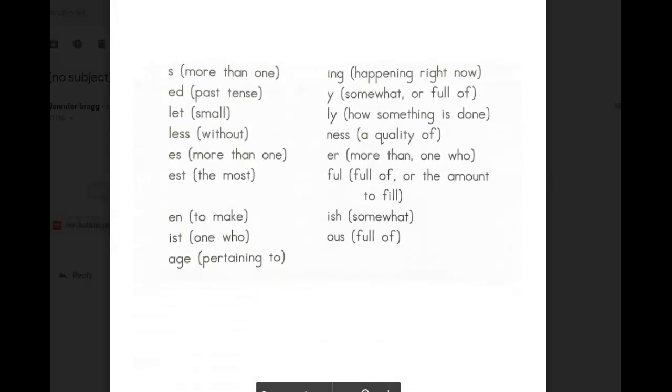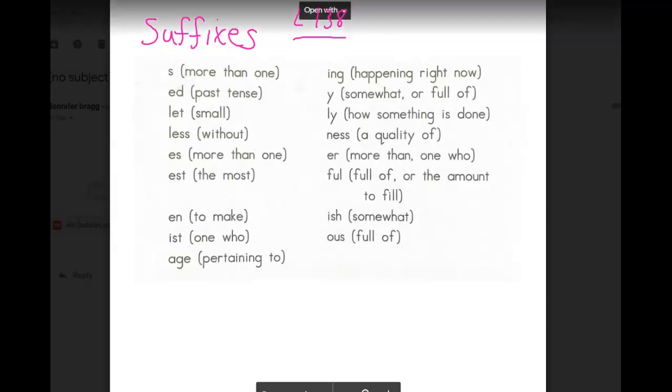All right, these are suffixes. We're going to talk about these for just a second. Let me write suffixes. We are still in lesson 138, so we'll put an L138 so you know where we are. Let's look at these. We have S. That means more than one, like if you have cow and then cows with an S, more than one. Next you have ED, which means past tense.